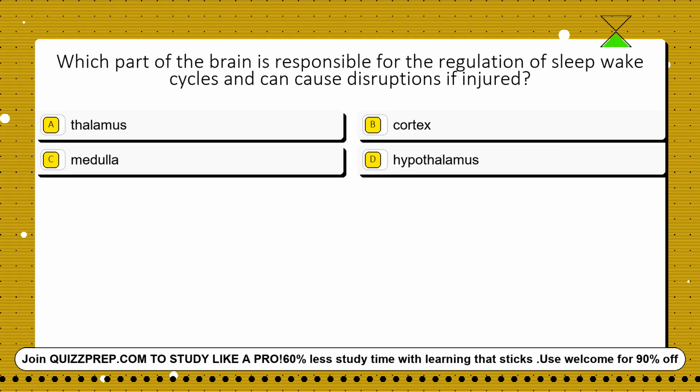Question 20. Which part of the brain is responsible for the regulation of sleep-wake cycles and can cause disruptions if injured? Option A, thalamus. Option B, cortex. Option C, medulla. Option D, hypothalamus.